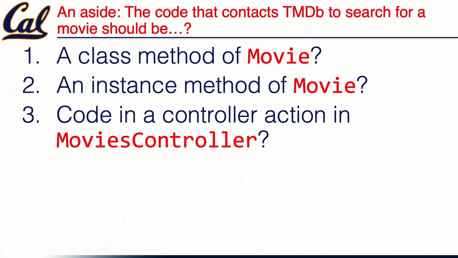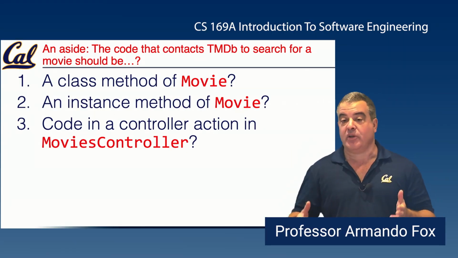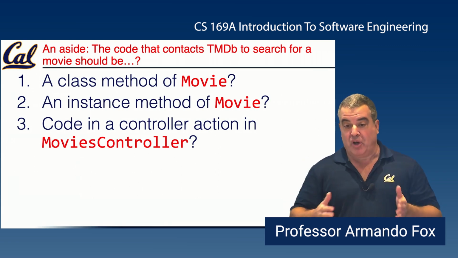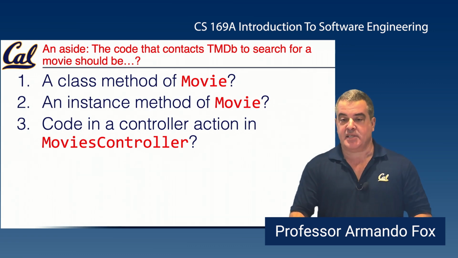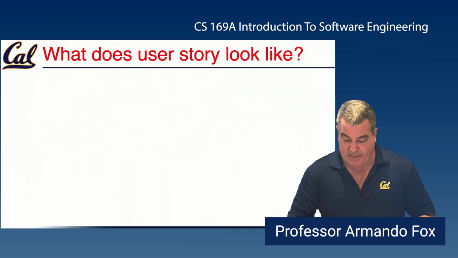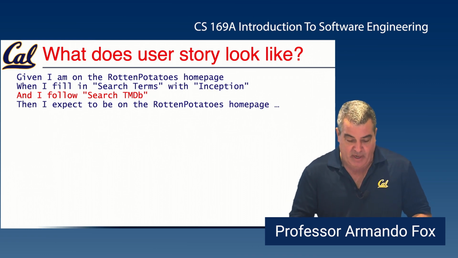Logic belongs in the model, right? This is logic about movies. It's going to contact a service about movies. It's going to digest information and create a movie object. Clearly, all that responsibility belongs in the movie model much more than it would belong in a controller. Good. So now that we've got that out of the way, let's actually look at what the user story might look like when we write it in Cucumber.